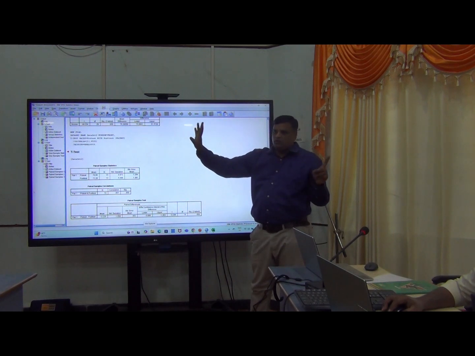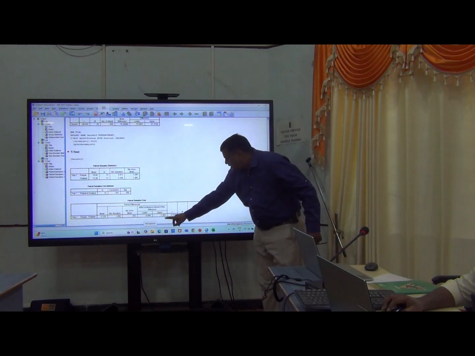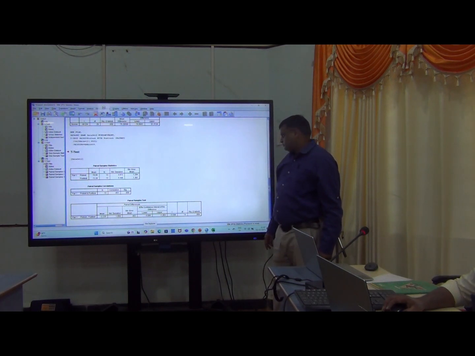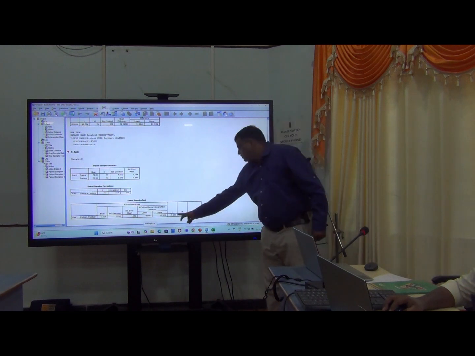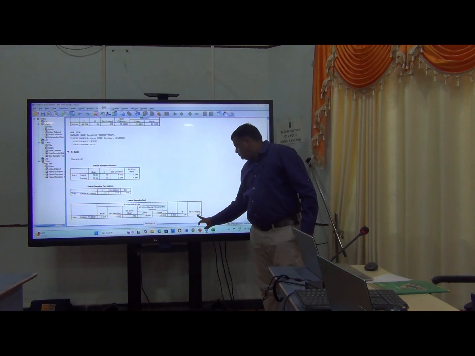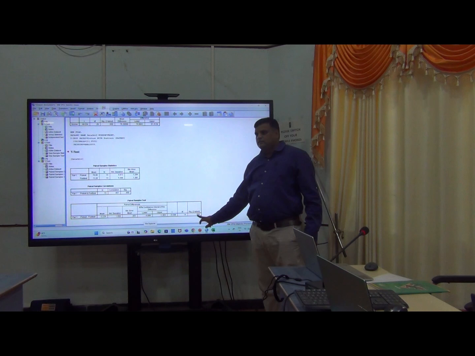So in the first case it worked out. Now come to the t value. The t value is minus 5.538. And this is 0.005. What is that? Reject the null hypothesis.